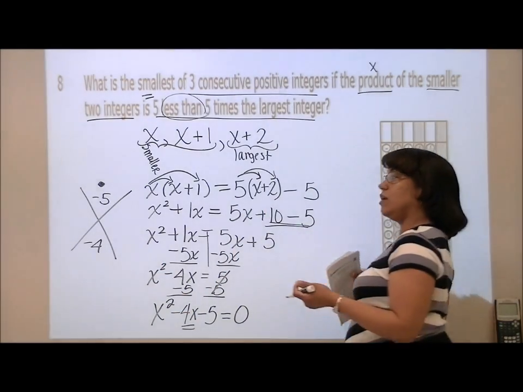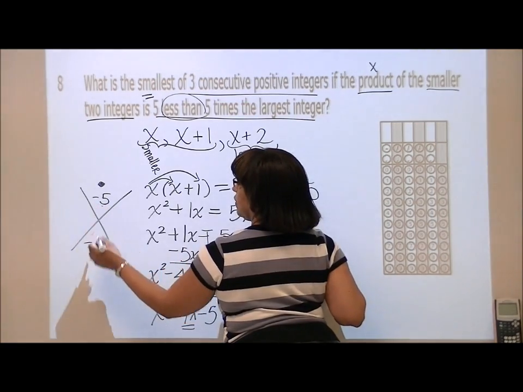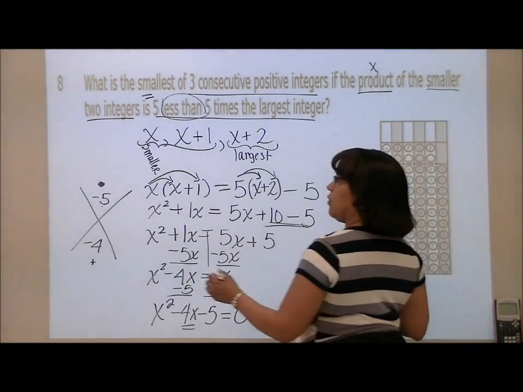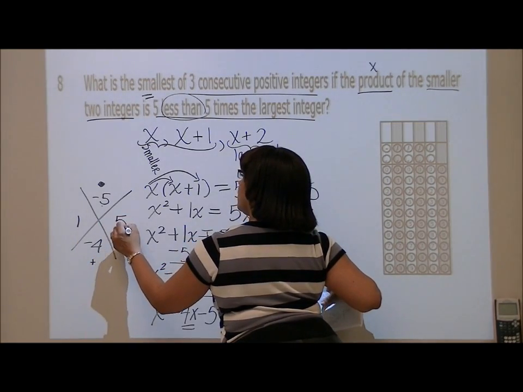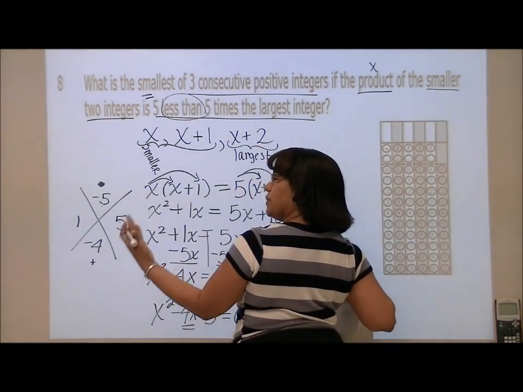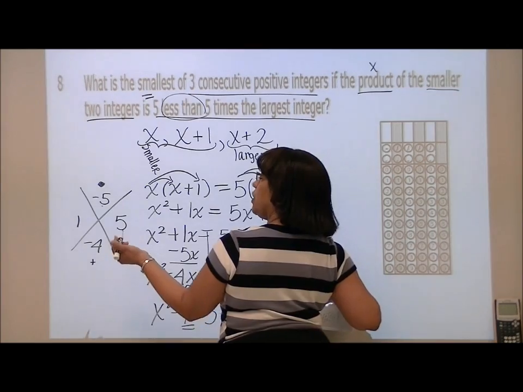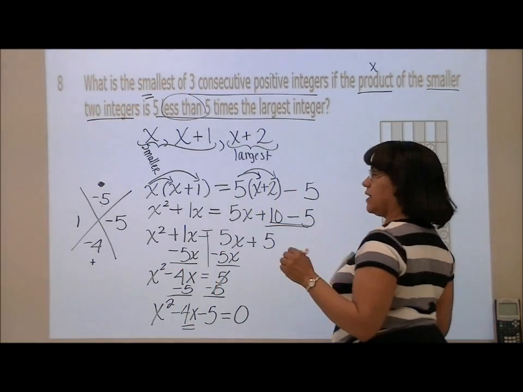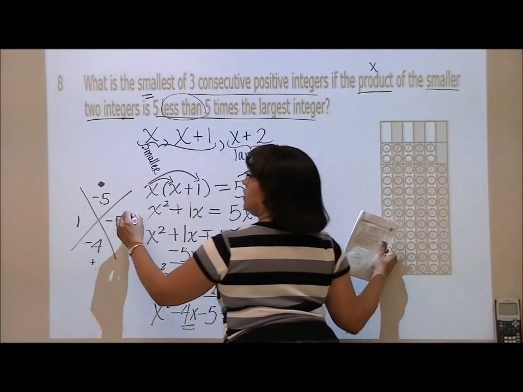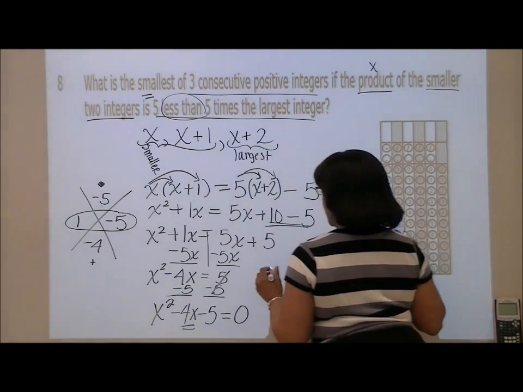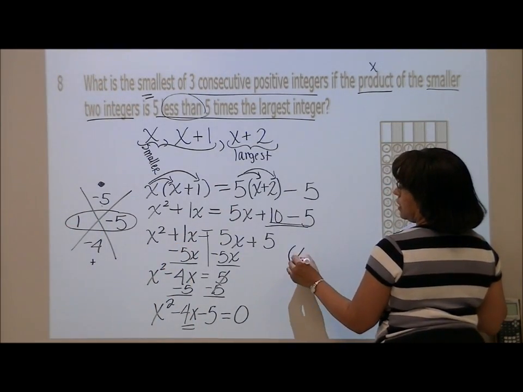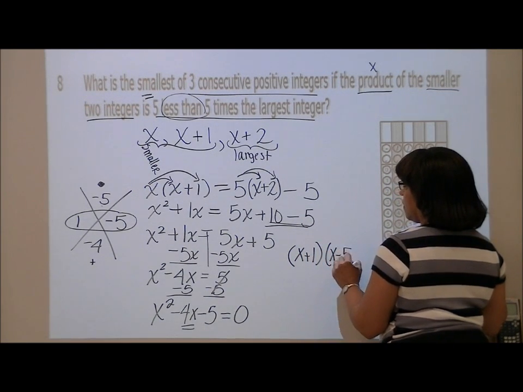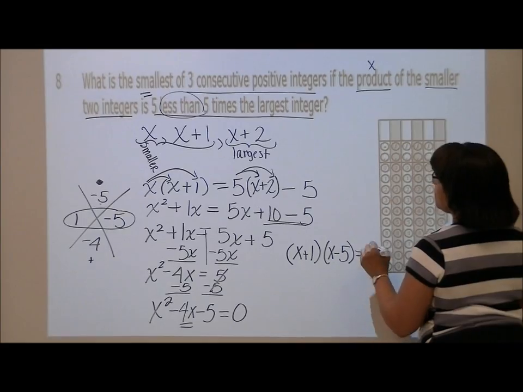Now what can you multiply to get negative 5 that you can add to get negative 4? And we know that 1 times 5 is 5, and 5 minus 1 is 4. But we want negative 4, so that means that your negative has to go to your highest number. So now this is how you're going to use this for your factoring. So we have x plus 1 times x minus 5 is equal to 0.